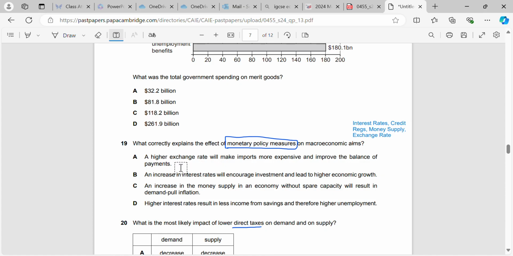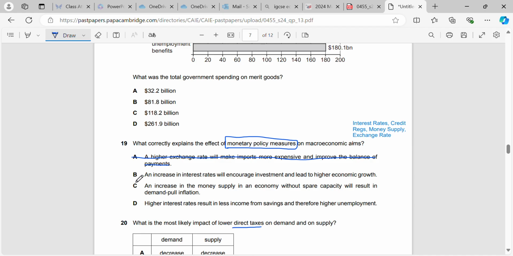So a higher exchange rate will make imports more expensive and improve the balance of payments. That's incorrect. If we have an appreciation of the exchange rate, that will make imports cheaper and that will decrease the balance of payments. The balance of payments will be improved if our exports are cheaper and we increase our level of exports. But for a higher exchange rate, imports will actually become cheaper and the amount of imports coming into the country will increase, so our balance of payments will go down.